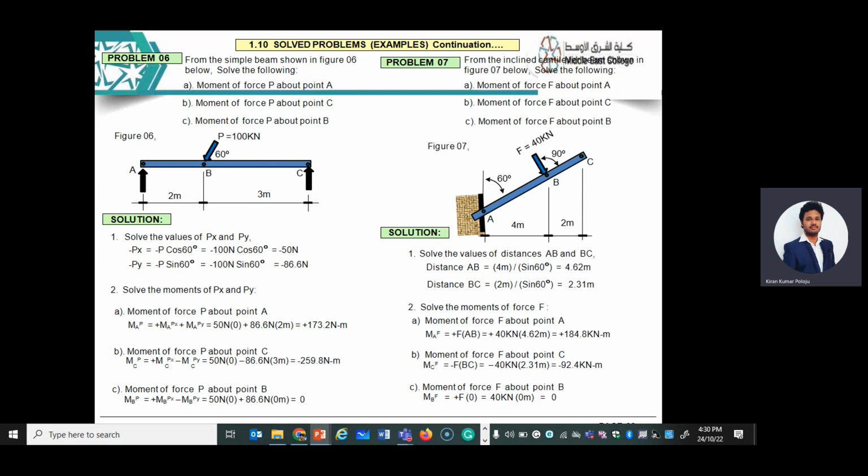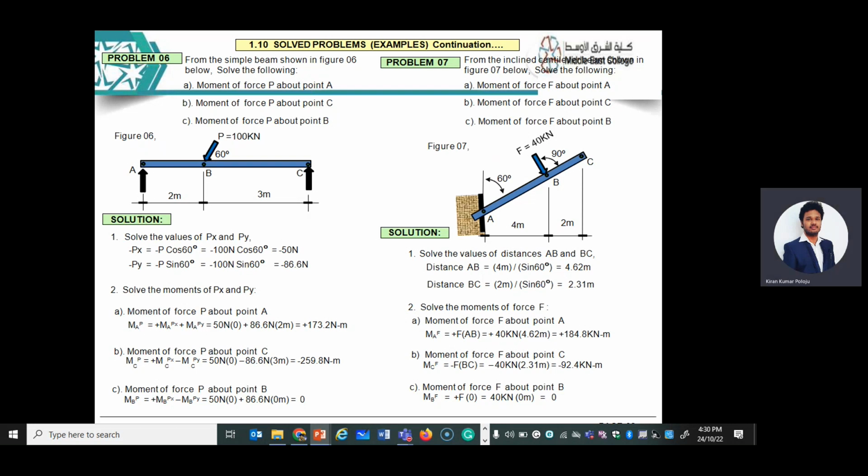And now we discussed how to determine the resultant. What is the formula of resultant? Under root of summation of forces in X direction squared plus summation of forces in Y direction squared. Then you get the resultant. How do you calculate forces in X direction? P cos theta. How do you calculate forces in Y direction? P sin theta. Is it clear?